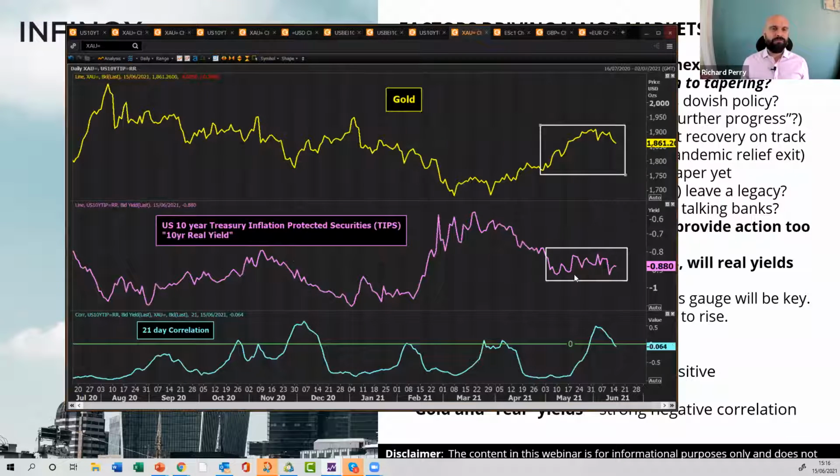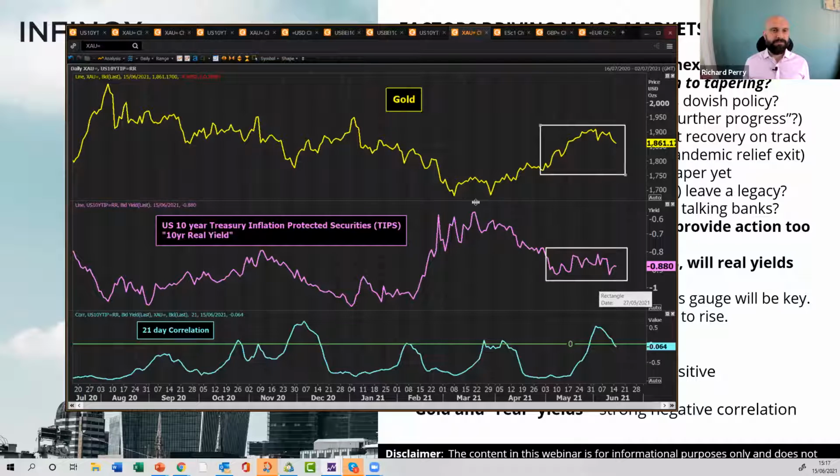Interestingly enough as well, real yields going sideways. The correlation between real yields and gold is also very strong, but strongly negative. So when real yields go down, that is gold positive. Basically, because gold is a zero yielding asset, it doesn't yield anything. So when the interest rates in the US are effectively falling, that is positive for gold.